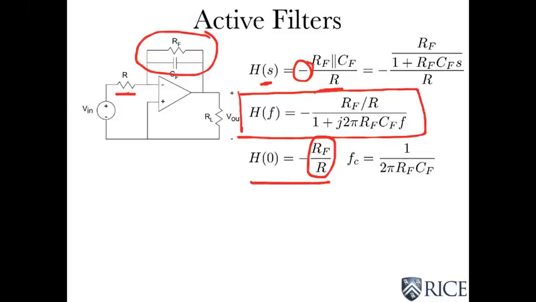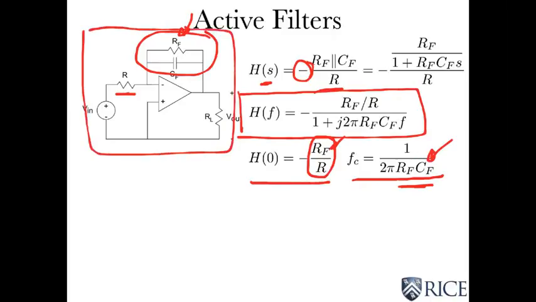The cutoff frequency is 1 over 2 pi RF CF. So these two control the cutoff frequency, and you should not be surprised by that. This happened for the RC low-pass filter too. There was a product of R and C that gave us what we wanted. So we can pick element values. We have 3 elements, but we're only constrained by 2 values, so we have some flexibility to pick and get the gain we want and the cutoff frequency we want for our low pass. And this is a very commonly used circuit for low pass filters.